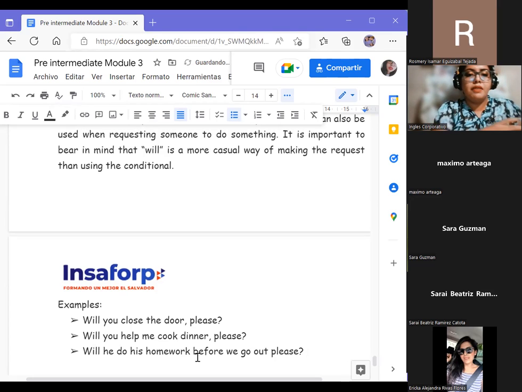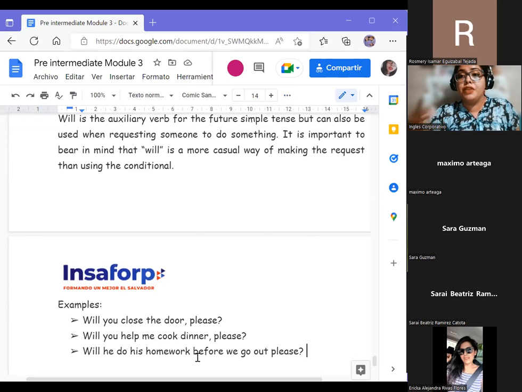So in that case, we have the auxiliary will for making requests. In that case, we are asking people to do something for us or do something in particular. In this case, it's not like we are talking about just the future, because in the structure for the future simple, we are using this auxiliary to make sentences in which we are talking about the future and things that we want to happen in the future. So in this case, it's for asking for something that we need in that moment.